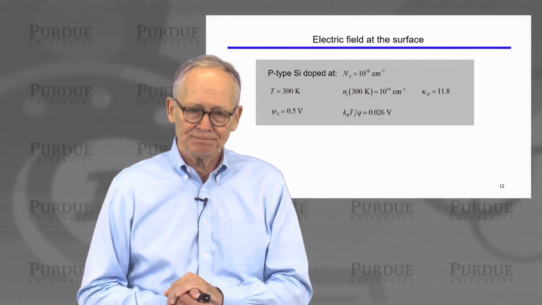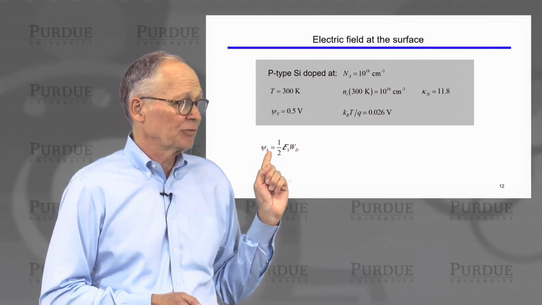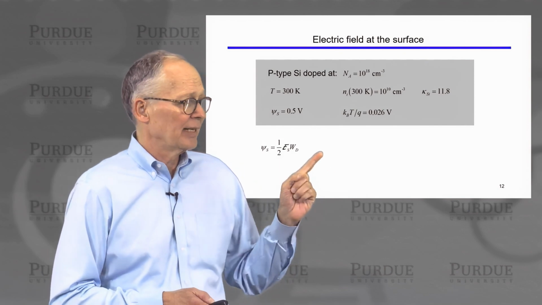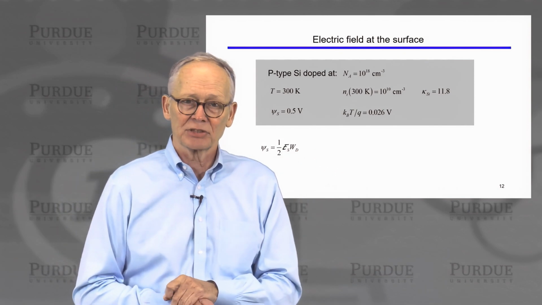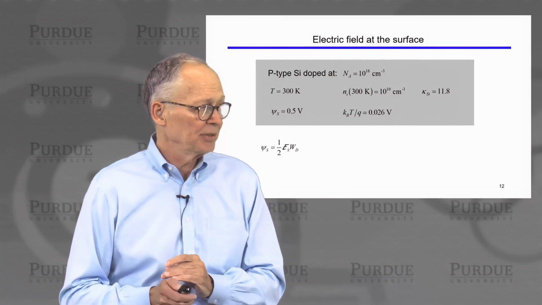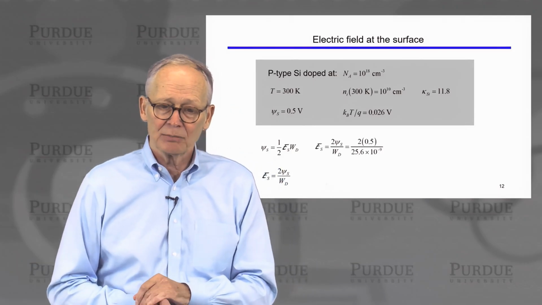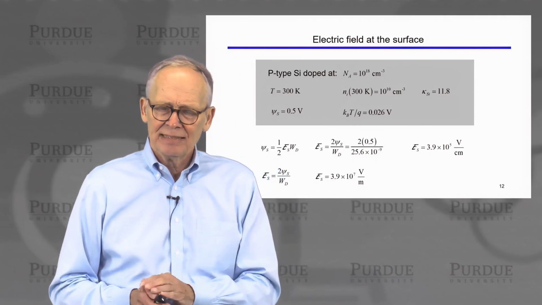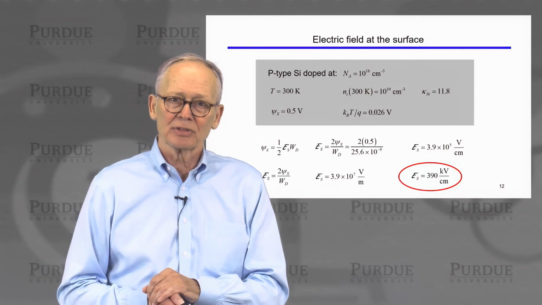What about the electric field? Well, I remember that the surface potential was the area under the electric field versus position curve. So we had a simple expression between the surface electric field, the width of the depletion region, and the surface potential. We were given the surface potential. We've computed the depletion layer depth. We can solve this expression for the electric field at the surface, put in numbers, and basically the answer is 390 kilovolts per centimeter.